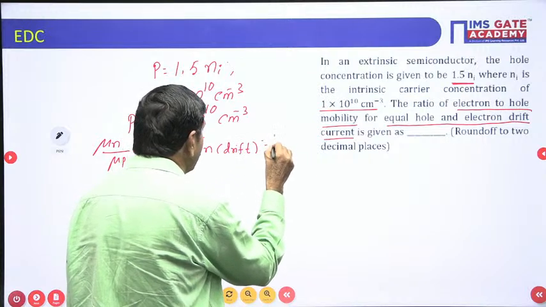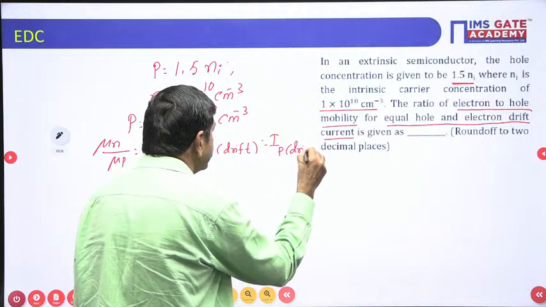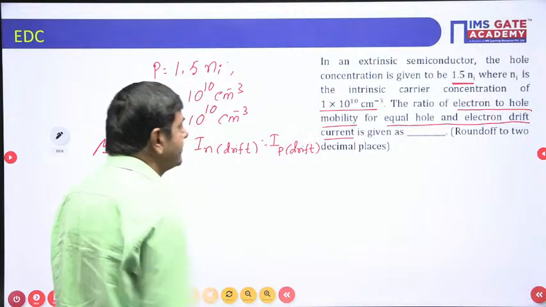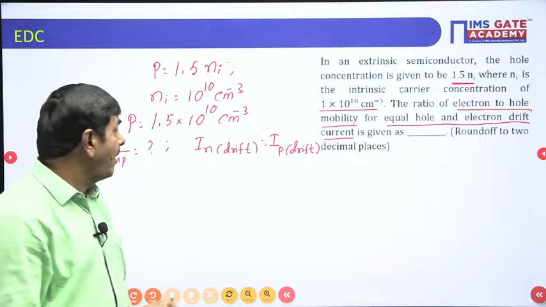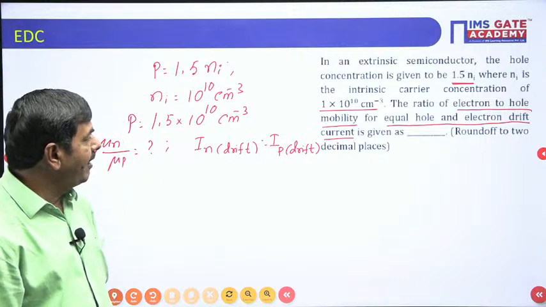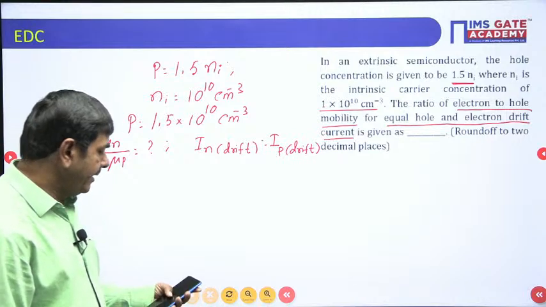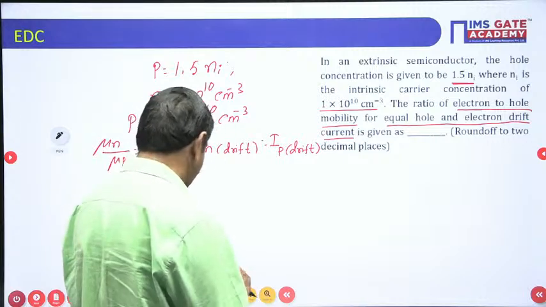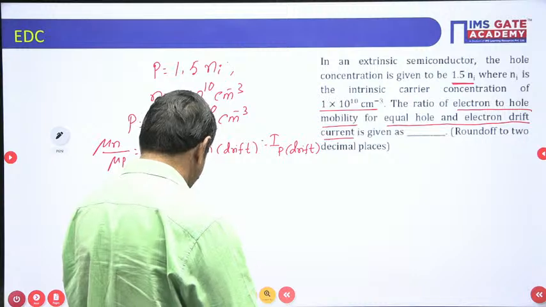The current due to electrons, which is due to drift, and the current due to holes, which is also due to drift, are equal. When these two drift currents are equal, I want mu n by mu p only now. But what is the formula we need to use for electron drift and hole drift? It is calculated by the formula. I will give it now, so you can clearly understand it.